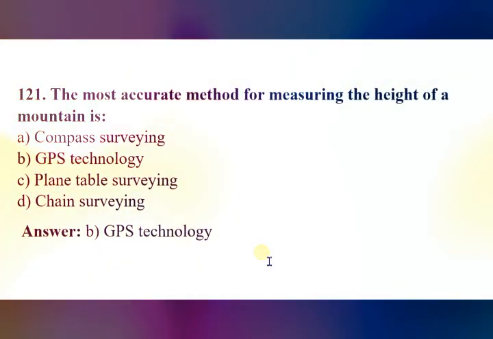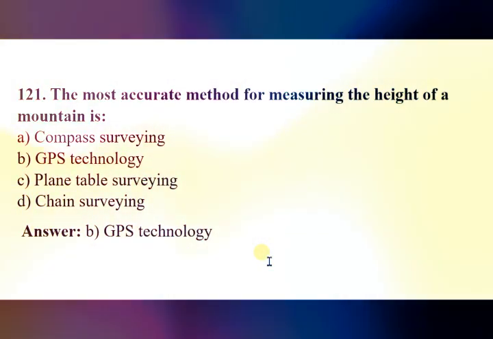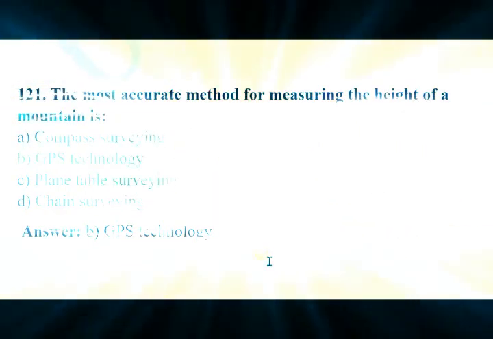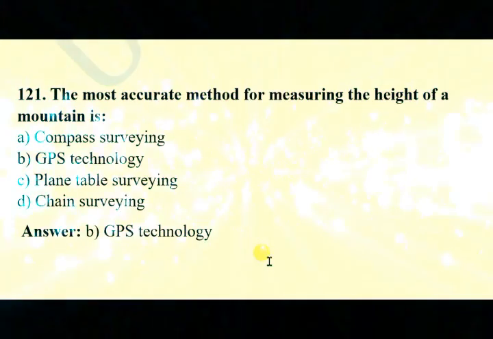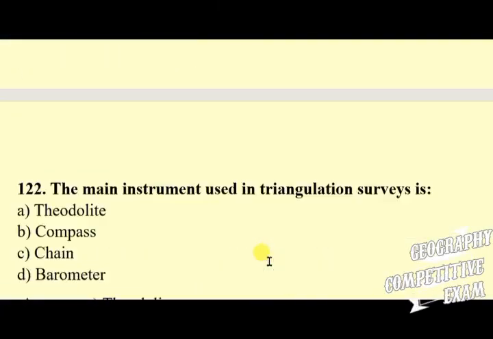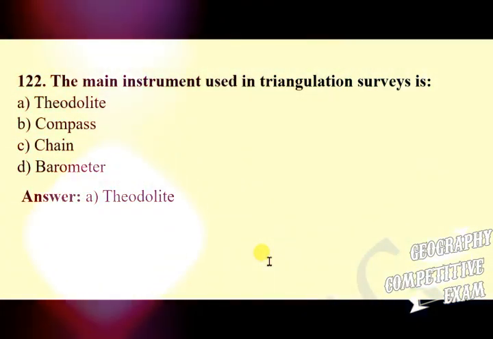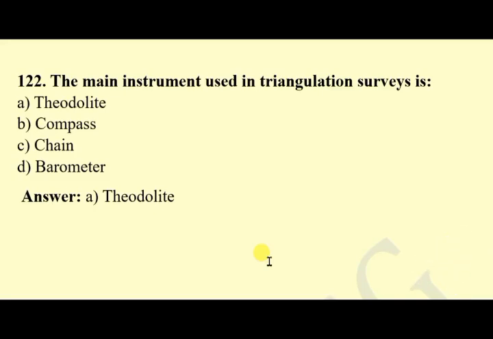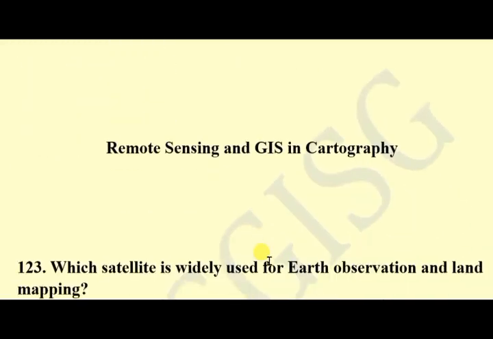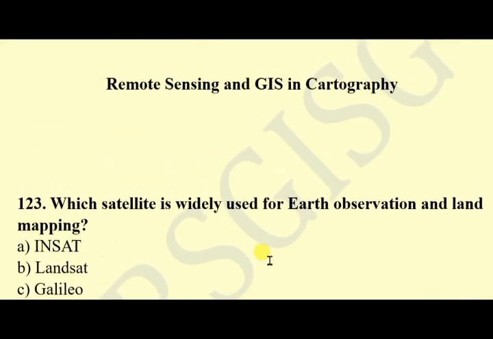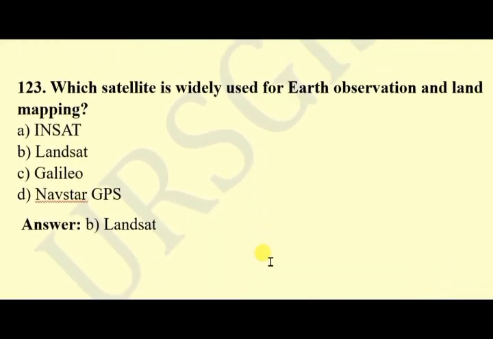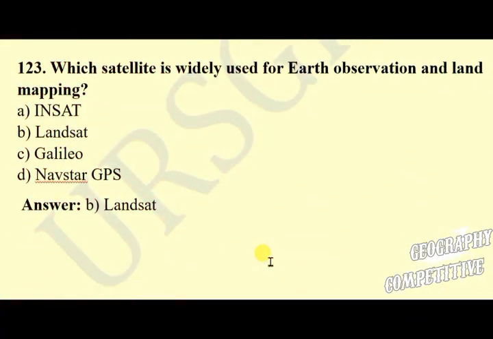Question 121. The most accurate method for measuring the height of a mountain is compass surveying, GPS surveying, plane table, chain survey. Here the right answer will be GPS technology. Question 122. The main instrument used in triangulation survey is theodolite, compass, chain, barometer. Here the right answer will be theodolite. Question category: remote sensing and GIS in cartography. Question number 123. Which satellite is widely used for Earth observation and land mapping? INSAT, Landsat, Galileo, Navstar GPS. So the right answer will be Landsat.